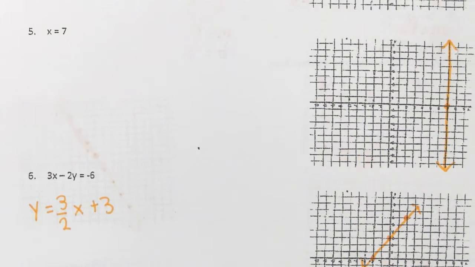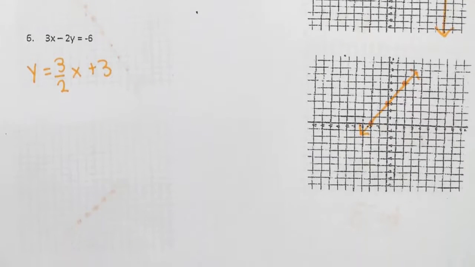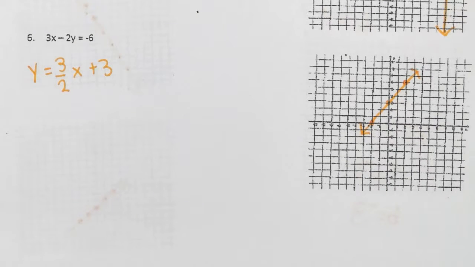Alright, check your work for number 6. Positive 3 over 2x plus 3, and then there's your graph.